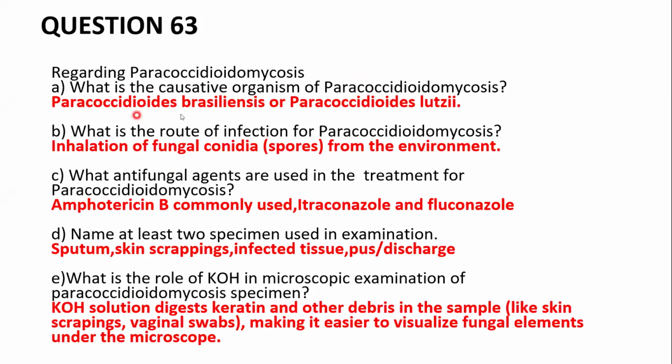Now, Paracoccidioides brasiliensis or lutzii, inhalation of fungal conidia. Conidia are the spores from the environment. That's how we get it. And then remember, this is a systemic disease. So I told you, you use amphotericin B. Remember I had mentioned. And then specimens, we have sputum, skin scraping, infected tissue, pus, discharge. And then potassium hydroxide solution digests keratin and other debris in the sample, like skin scrapings, vaginal swabs, making it easier to visualize fungal elements under the microscope.